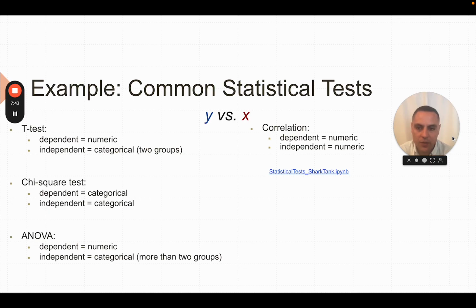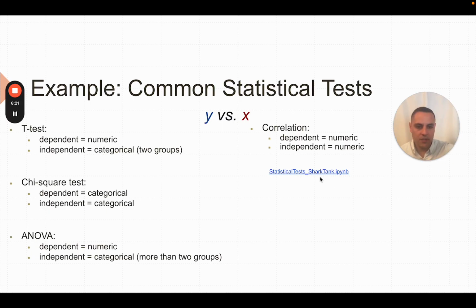And then with the chi-square test, we're looking at, as in the previous example discussed, categorical and categorical. With ANOVA, another common test, the dependent is numeric and the independent is categorical, but more than two groups. And then finally, you see correlation there. And correlation is when we have two numeric variables, right? A numeric dependent variable and numeric independent variable.